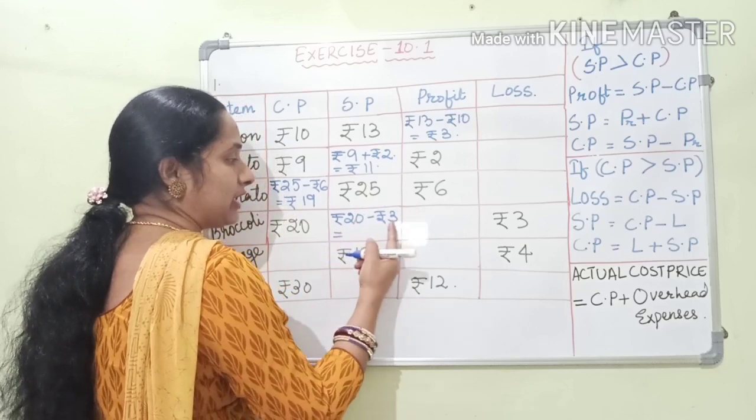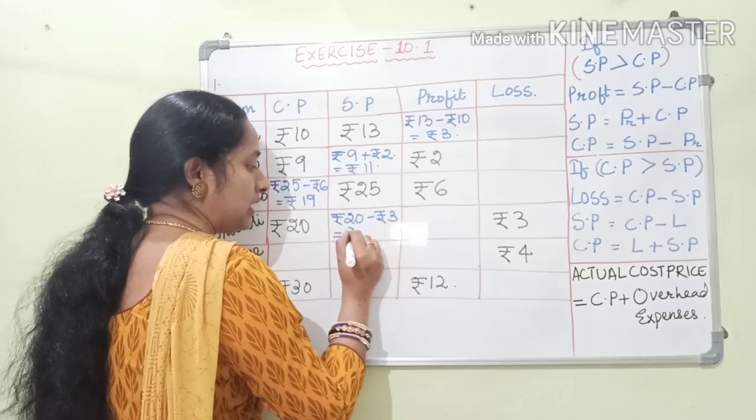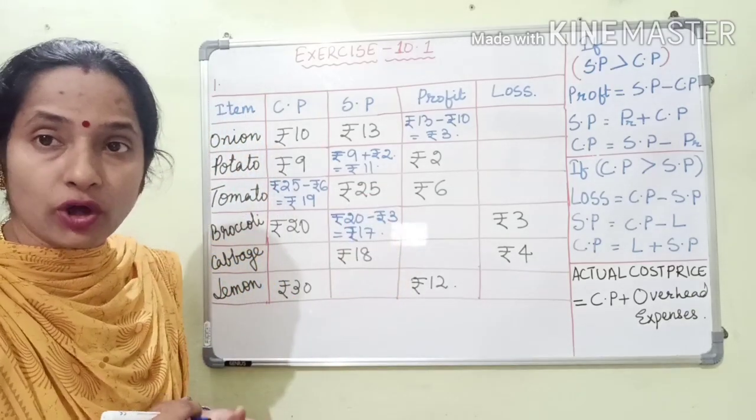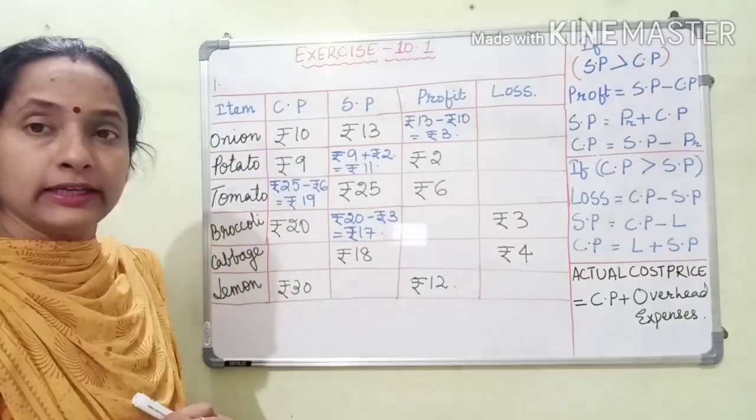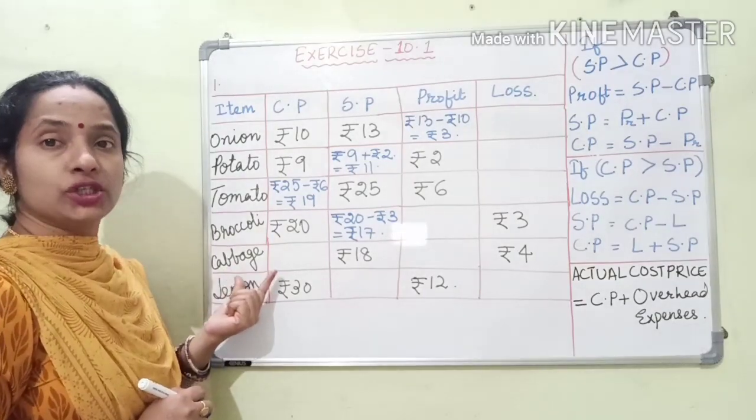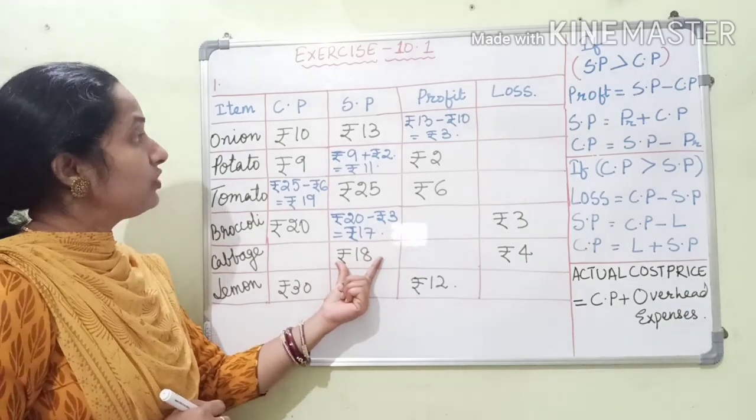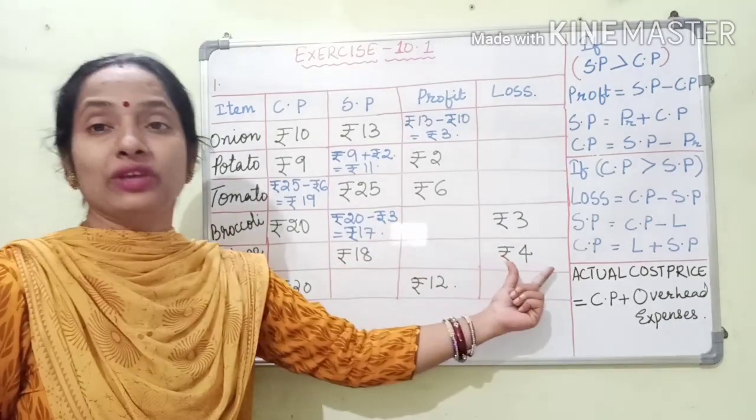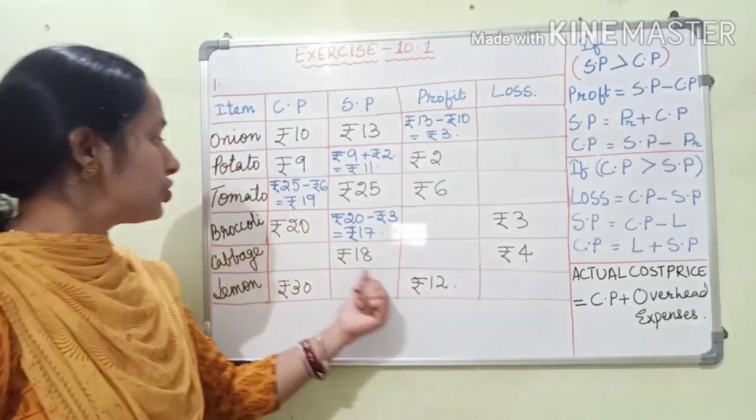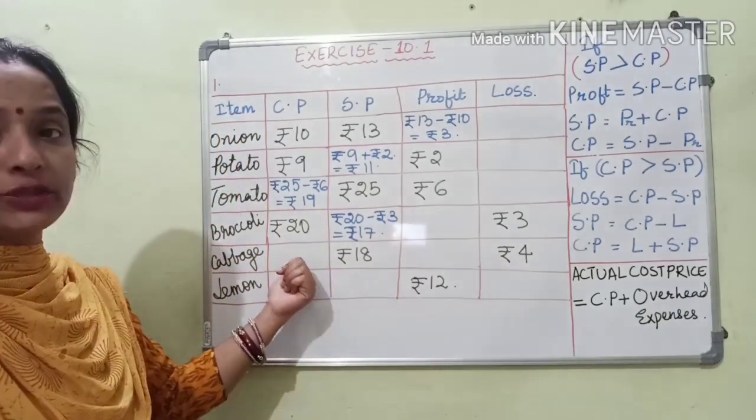That is 20 minus 3, you will get rupees 17 as your selling price of broccoli. Clear? Now we have the next item, cabbage. For cabbage, we are given the selling price, and we have a loss in the selling of cabbage, that is rupees 4. So we have to find the cost price here.